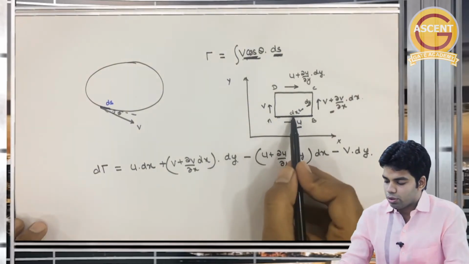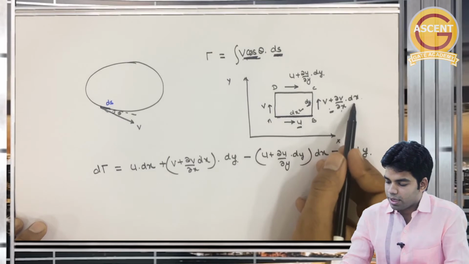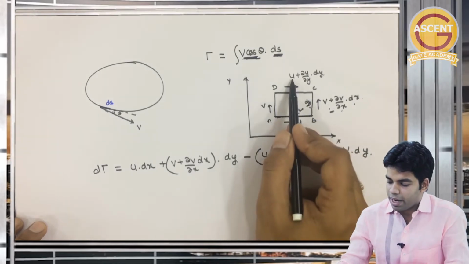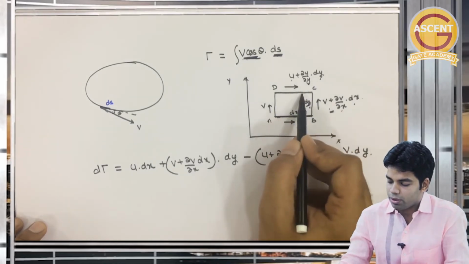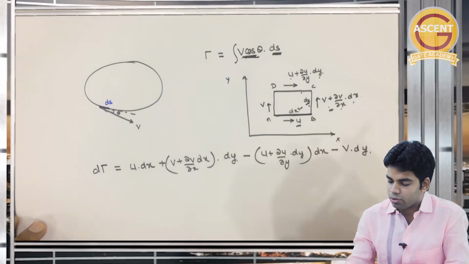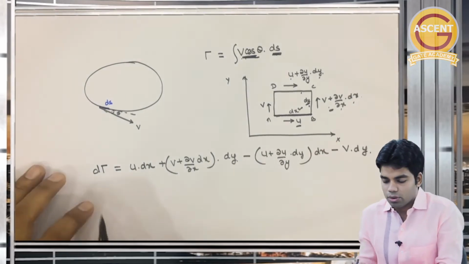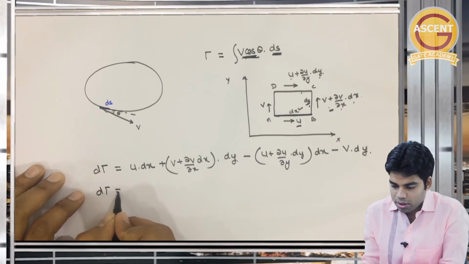Okay, u into dx plus v plus del v by del x into dx into dy minus u plus del u by del y into dy into dx minus v into dy. I think this is clear. Okay, so this d circulation, this will be equal to what?